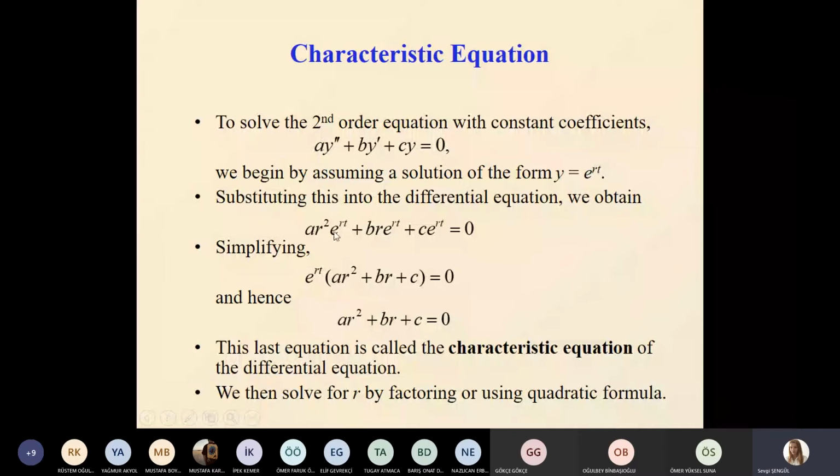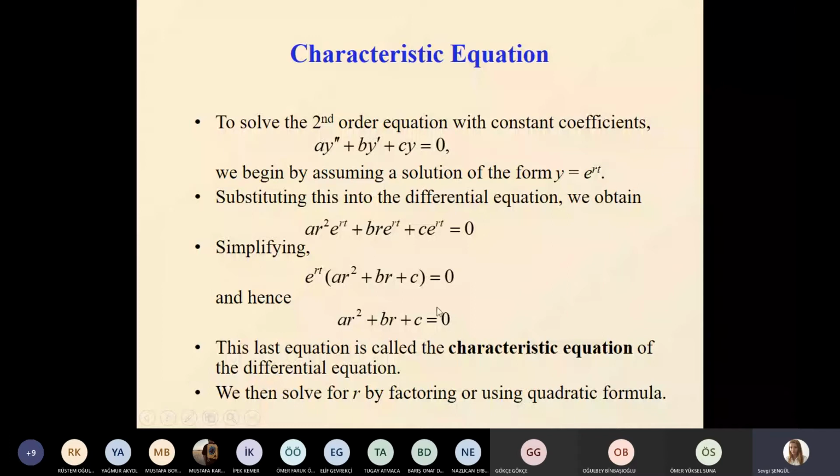And a times r squared e to the rt is what we get once I plug the second derivative of y in here. And the first derivative again, r e to the rt, I just put it in here instead of the y derivative. And for y, it is given, e to the rt, equals 0. So I have this equation. If I factor out the exponential function, because it is common in each term, I will have ar squared plus br plus c. So it's just a second order quadratic equation. And if that's 0, since the exponential cannot be 0, the second order equation will be 0. And this equation is called the characteristic equation of our differential equation.